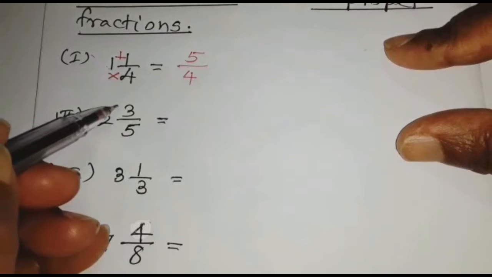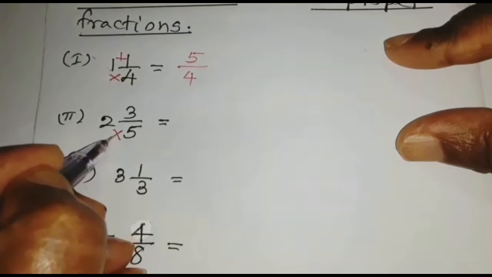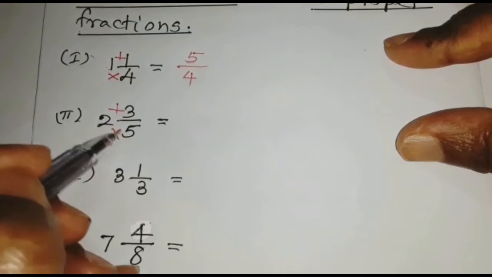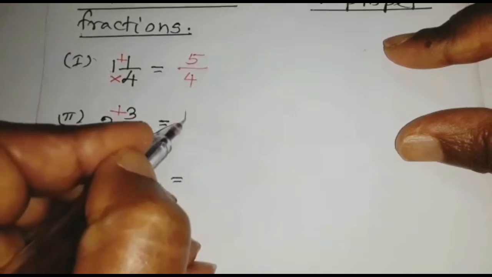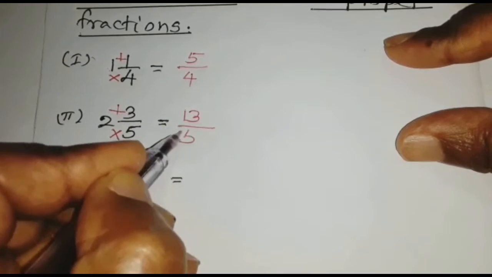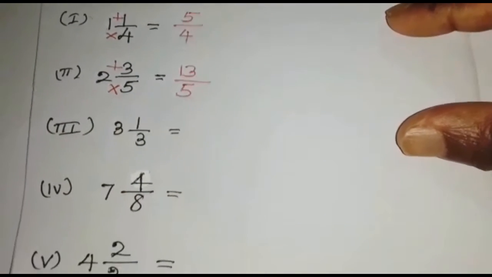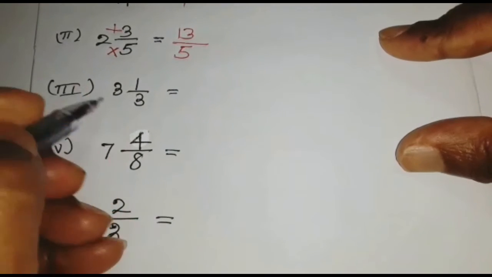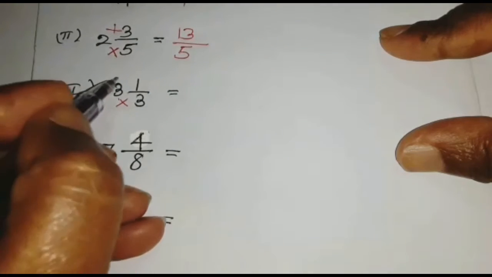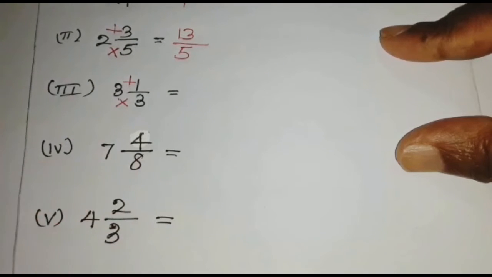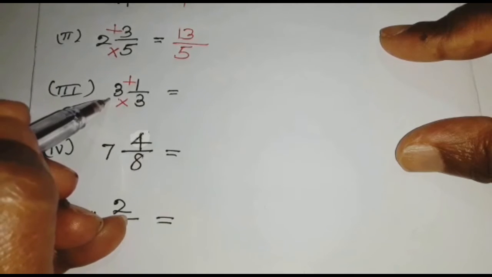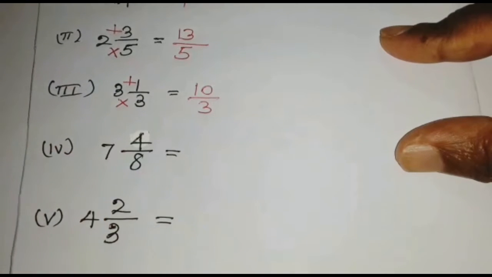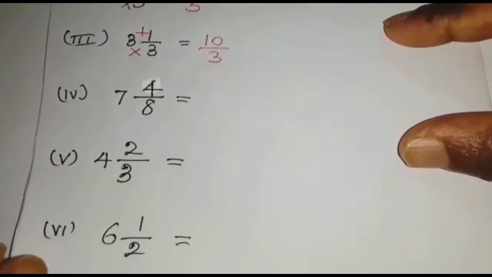Second one, 2 3/5. These two numbers we have to multiply and the upper numbers we have to add. 5 into 2, 10. 10 plus 3, 13. Denominator is 5. Third one, 3 1/3. These numbers we have to multiply and the upper numbers we have to add. 3 into 3, 9 and plus 1, 10. Denominator is 3. Answer is 10/3.